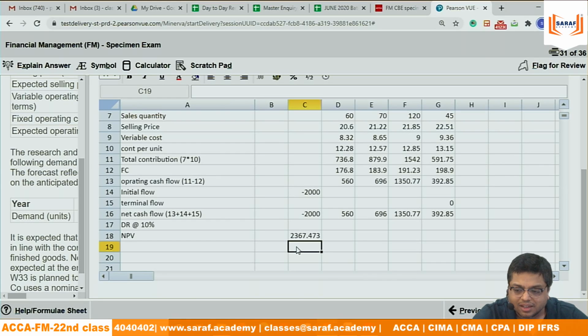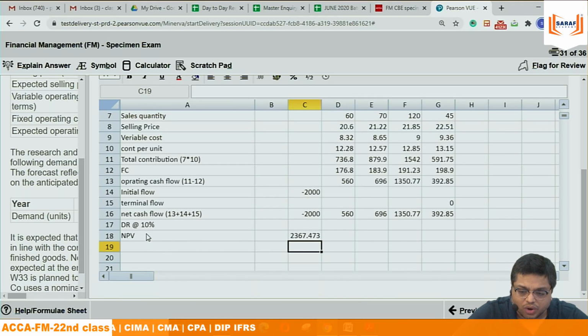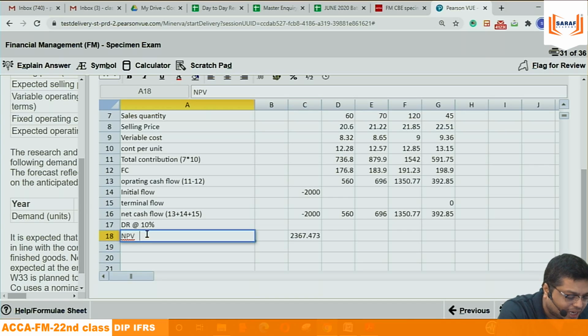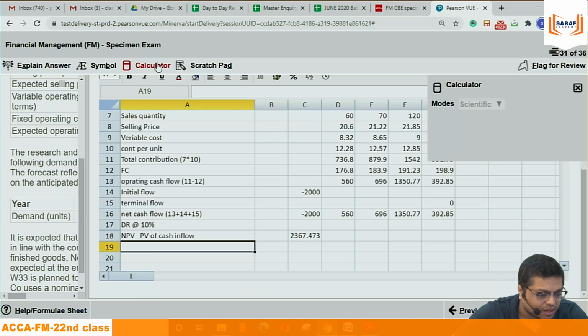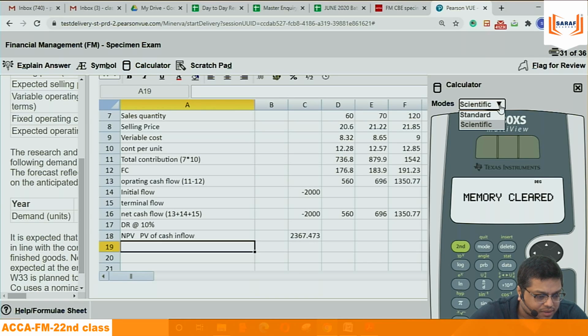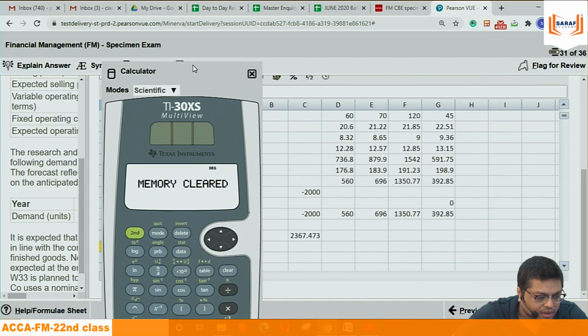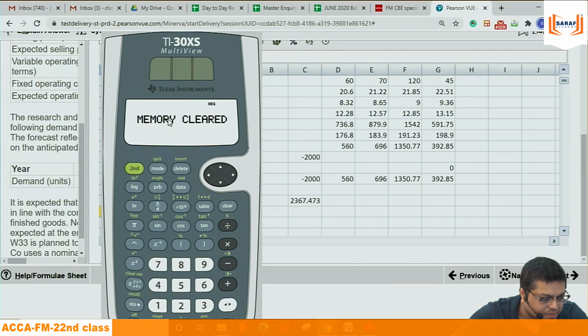Already discounted, man: 560, 690, 1350, 392. Present value at the rate of 10% is 2367. This is actually the PV of cash inflow. For NPV calculation, this is the PV of cash inflow, already done by Excel. The other option, which you are taking tension about, is the scientific calculator.